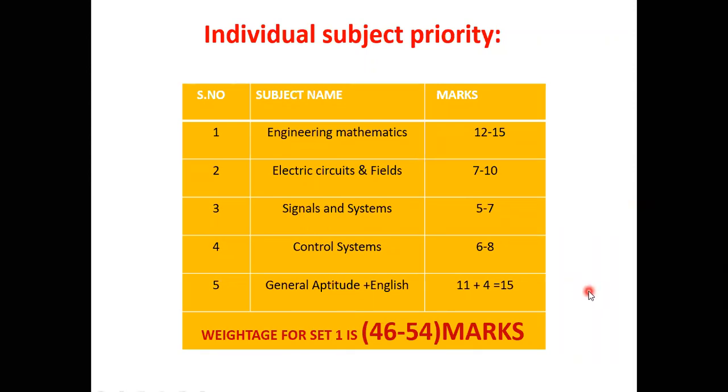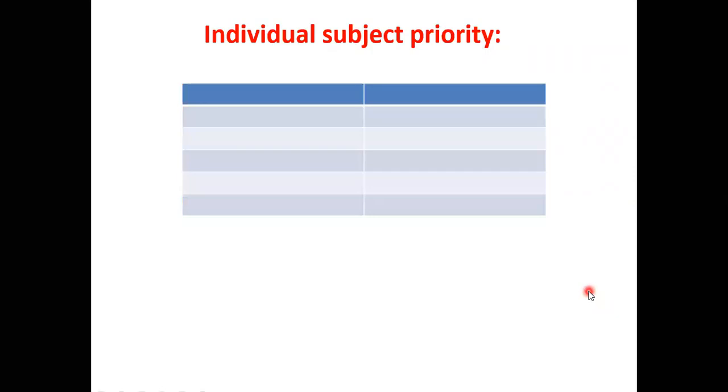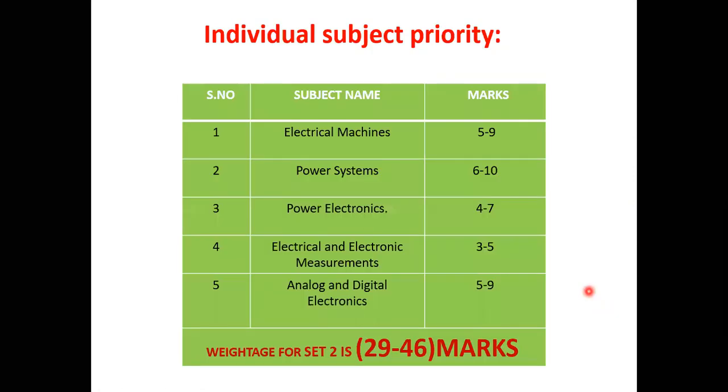And coming to set 2, I'm taking the remaining subjects, which are especially core subjects. When you consider machines, power systems, power electronics, measurements, and analog and digital, these 5 subjects I am considering in set 2. And these are the corresponding marks. Of course, these marks are not always exactly right, and this marks weightage may vary from year to year. But more or less, this is the weightage for each and every subject.